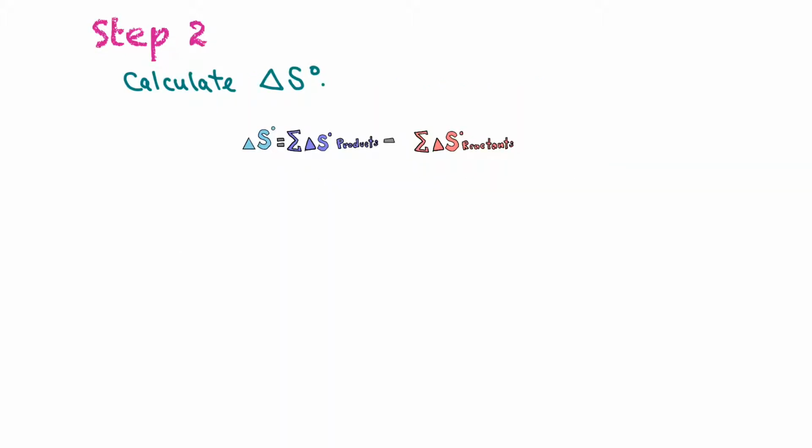Now we'll calculate delta S. So that's equal to the delta S's of each of those. So carbon dioxide and 2 times the ammonia minus the urea plus the water.